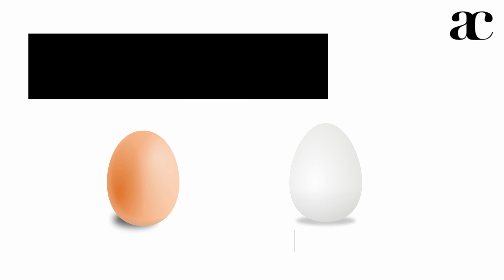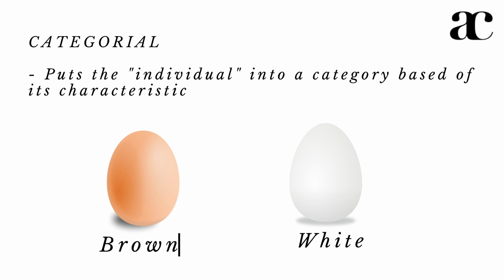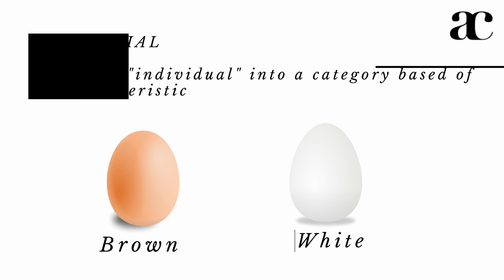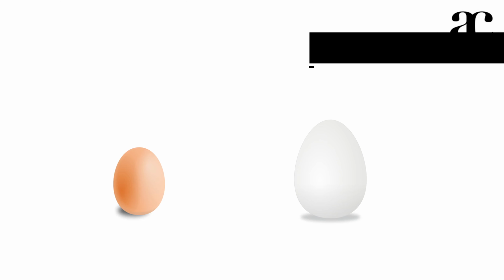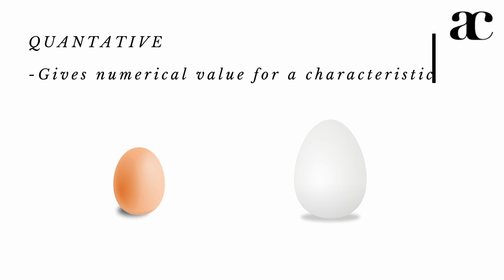So let's start off by getting into what categorical data is. Categorical data is kind of putting individuals into groups based on their characteristics. In this case, we have two eggs, brown and white, and they're put into different categories because of the different colors, but they're not numerical values.